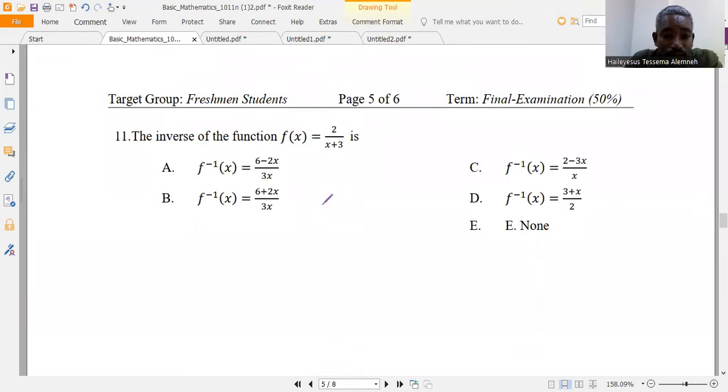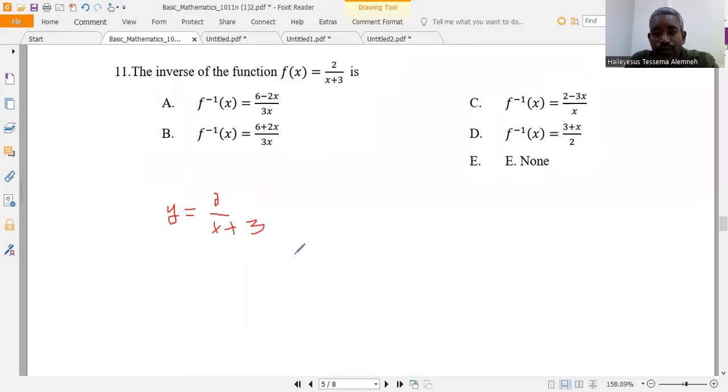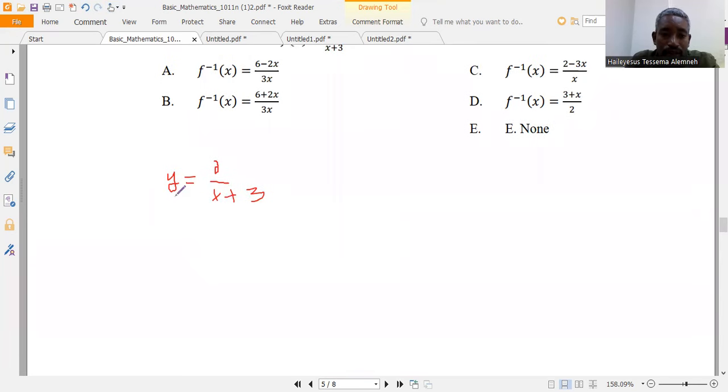The next one is to find the inverse of the function f of x equals 2 over x plus 3. The inverse of a function has steps. The first step is to represent it as y equals 2 over x plus 3. The next step is to replace x with y and y with x, and then the next step is to solve for y, which gives the inverse of the function. So let's replace y by x and x by y.